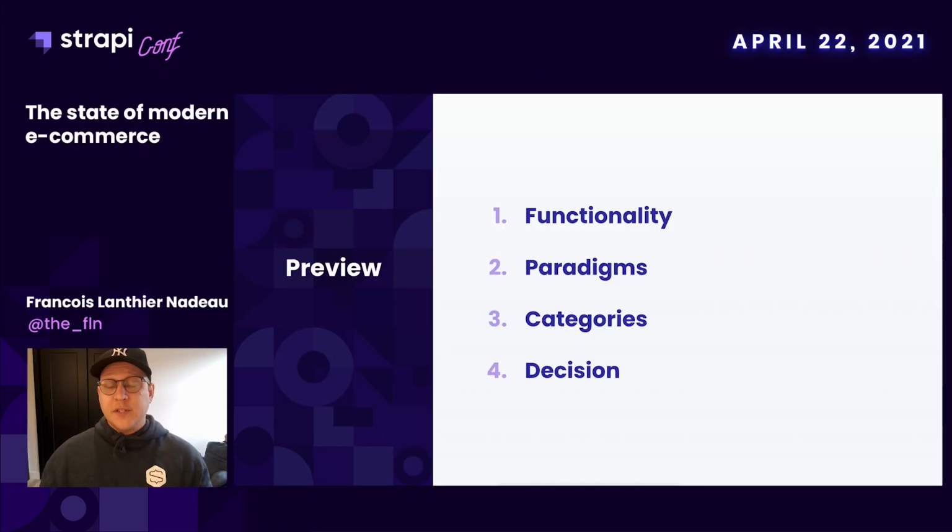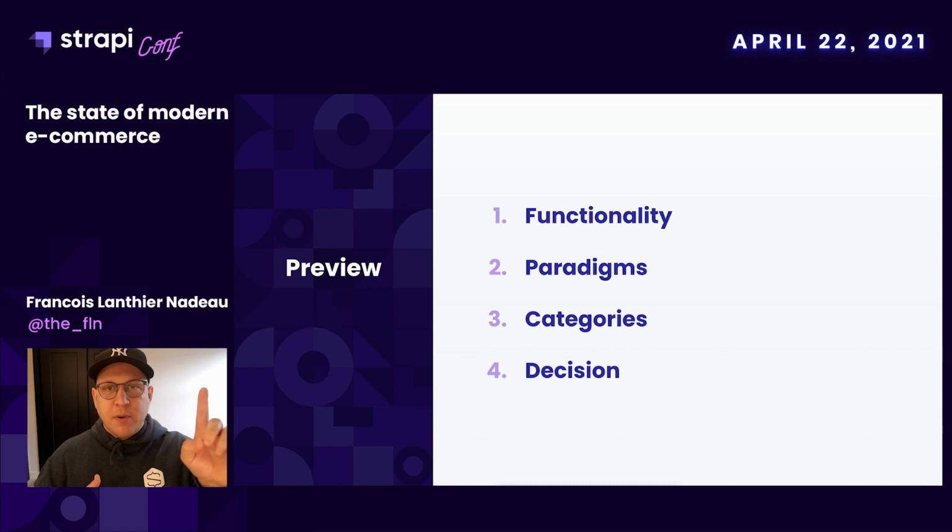The title of the talk is The State of Modern E-commerce. But what's the goal here? The goal really is to just help you make better decisions when choosing e-commerce solutions. And to do that, you need to better understand the modern e-commerce landscape. So how can we do that? By going through these 4 points.